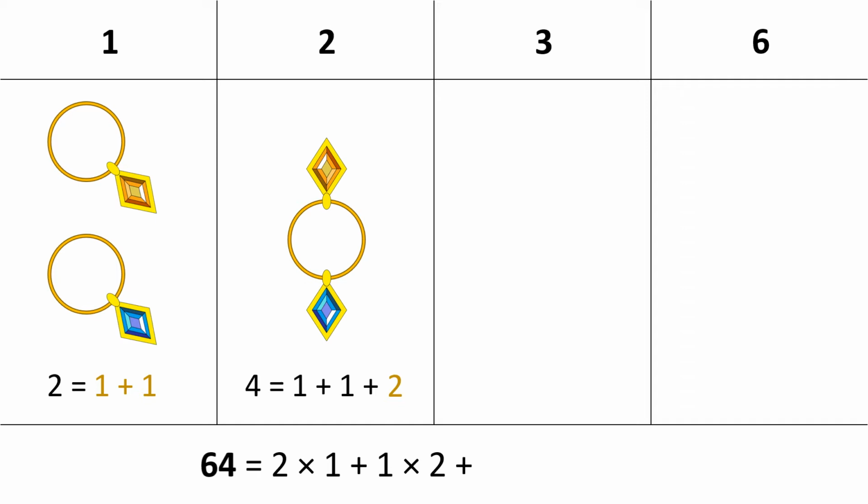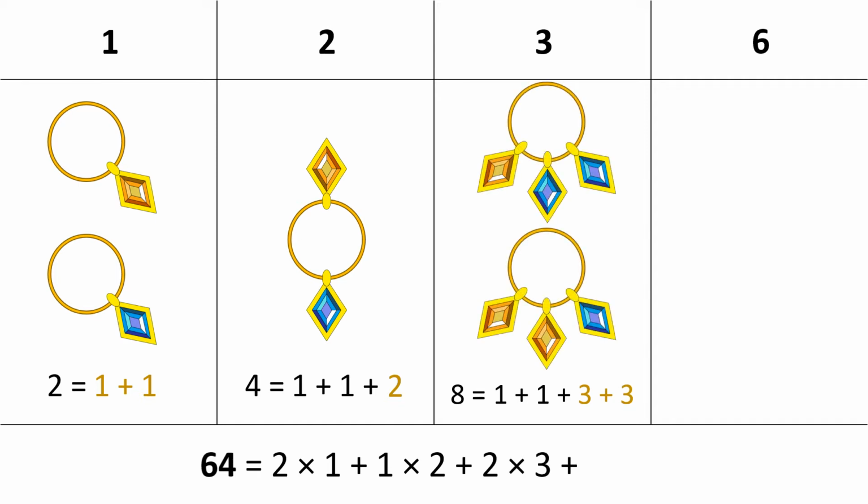Let's do the same with 3. 2 to the power of 3 is 8. 1 and 3 are divisors of 3. We add up the single jewels. There's 6 left to make 8. Knowing that 6 divided by 3 is 2, we can make 2 different non-repetitive necklaces with 3 jewels.